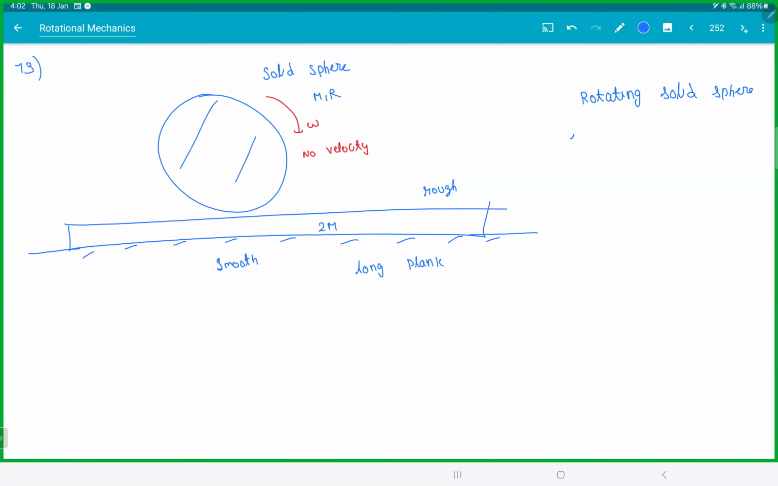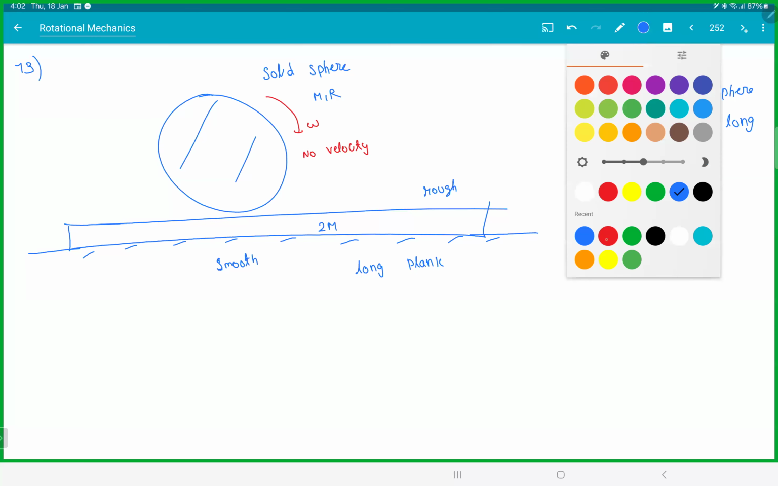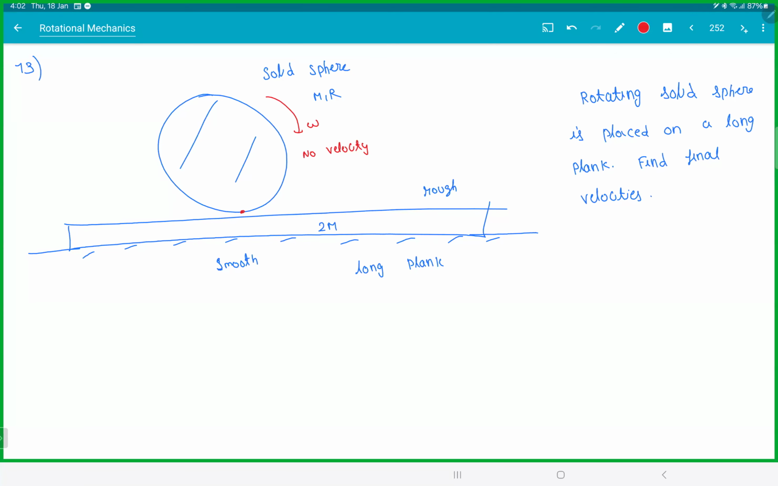Rotating solid sphere is placed on a long plank. Final velocity of the sphere, of the plank, omega, everything you have to find. If you observe here, this bottommost point's velocity is not zero, so it slips. So there's a friction. Again, try to use the angular momentum, that gives you the answer fast. Try.